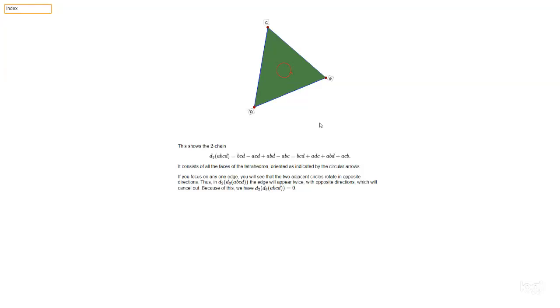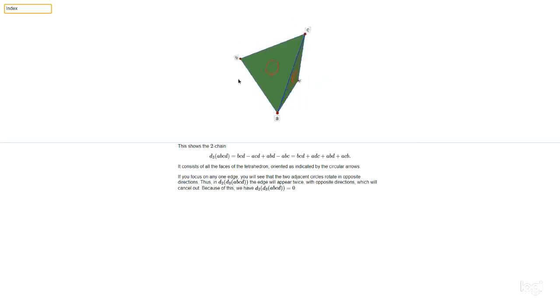Now I want to discuss some things about the boundary of the tetrahedron and how that relates to the definition of the chain complex for a simplicial complex. Here we've got a tetrahedron with the vertices marked A, B, C, D. That corresponds to a three-chain generator of the group C3 of whatever space this tetrahedron is living in. That three-chain is going to be denoted by ABCD.